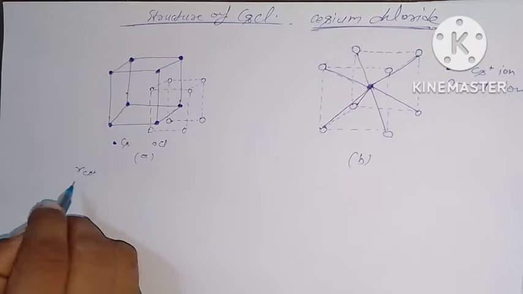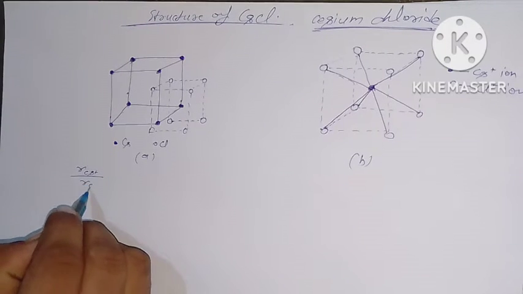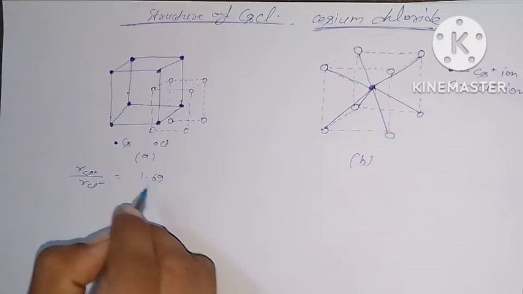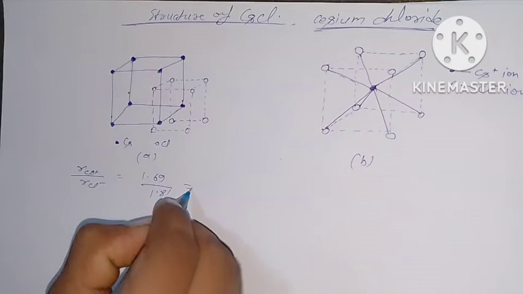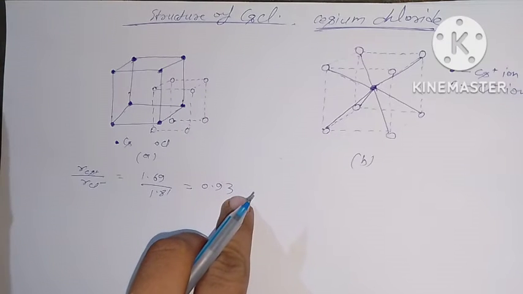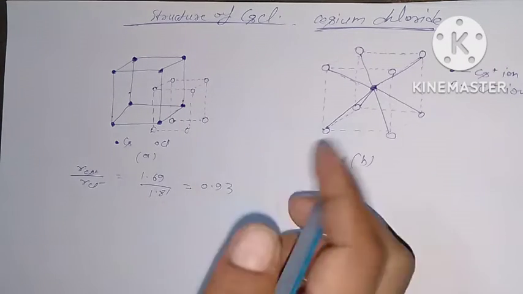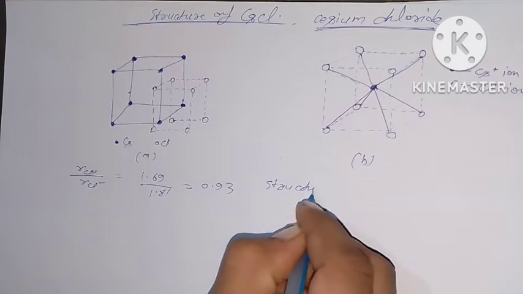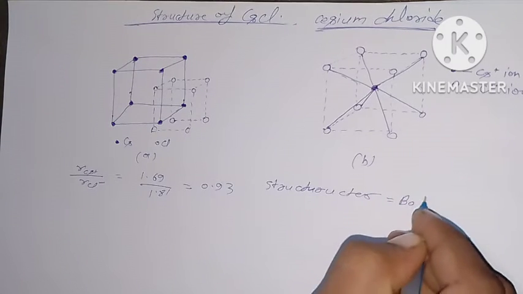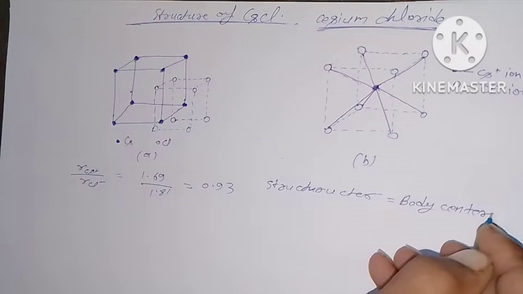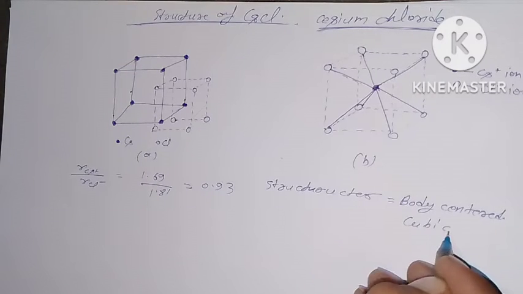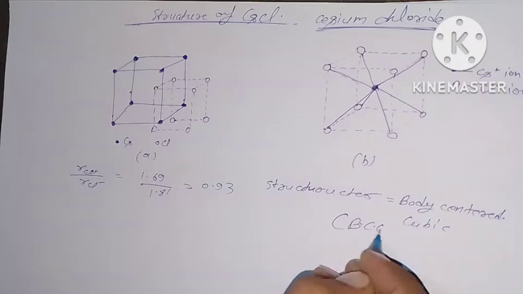is r cesium positive ion, cation, upon r chlorine negative ion, anion, equal to 1.69 upon 1.81, equal to 0.93. On the basis of the radius ratio value, its structure should be body centered cubic, BCC.